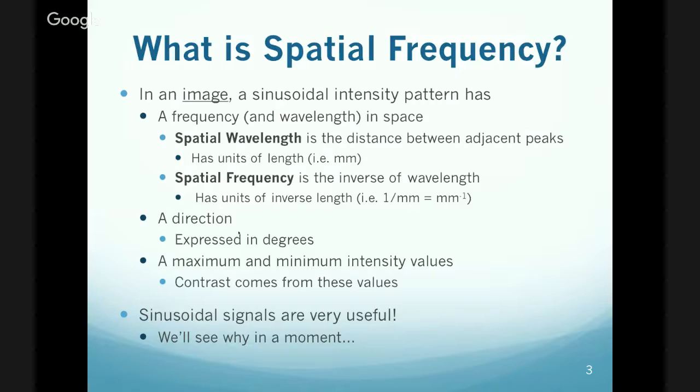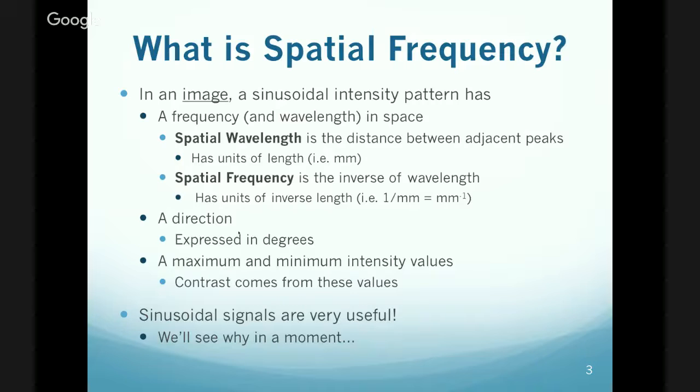And finally, a sinusoidal image pattern has maximum and minimum image values. And that's where contrast comes from. You guys are pretty familiar with contrast, but we'll make sure we have a good definition of that. And these sinusoidal signals, it turns out, are really useful for constructing different kinds of images. We'll see why in just a little while as we work through this.